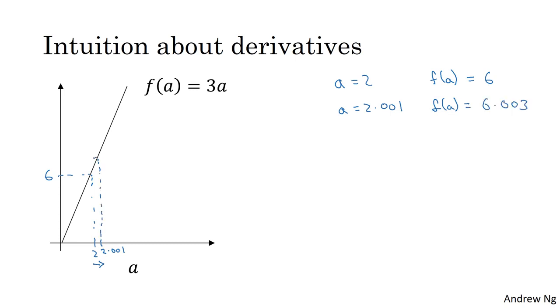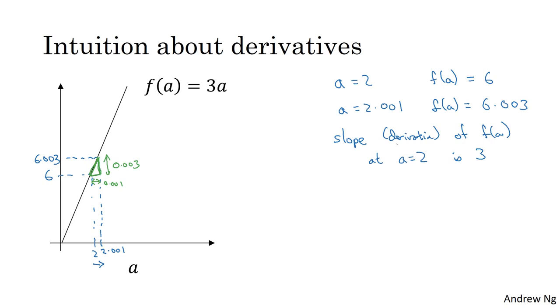So then I plot this over here. This is not to scale. This is 6.003. So if you look at this little triangle that I'm highlighting in green, what we see is that if I nudge a 0.001 to the right, then f of a goes up by 0.003. The amount that f of a went up is 3 times as big as the amount that I nudged a to the right. So we're going to say that the slope, or the derivative, of the function f of a at a equals 2, or when a is equal to 2, is 3.